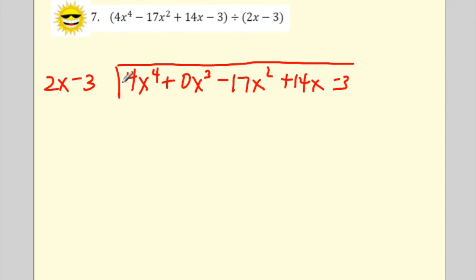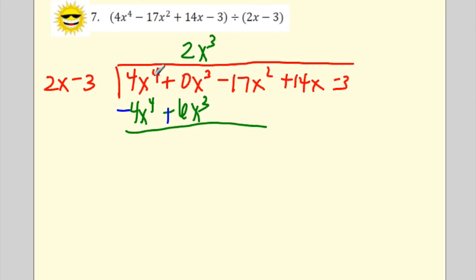All right, 2x times what gives me 4x to the 4th? Well, 2 times 2 gives me 4. x times x to the 3rd gives me x to the 4th. So now I would have 4x to the 4th minus 6x to the 3rd. Change the signs. This gives me 6x to the 3rd. Bring this down.